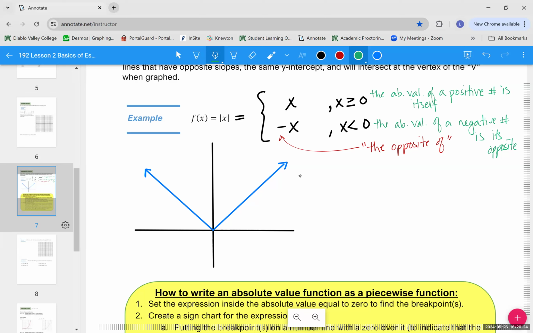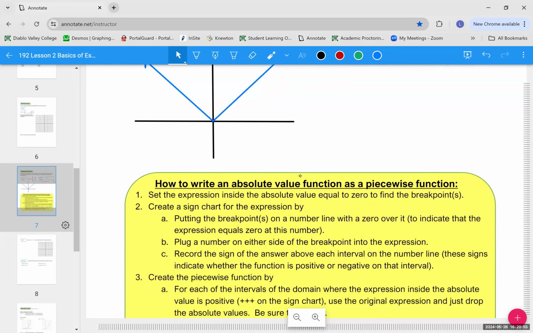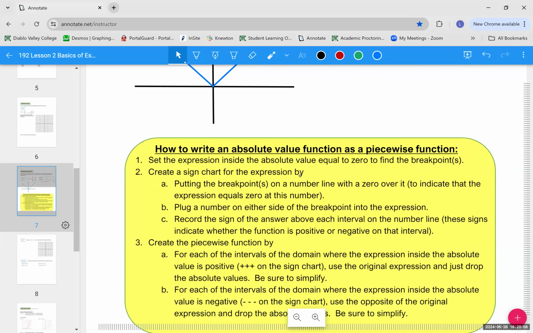And that is exactly going to be the basis of how we break every absolute value function into a piecewise function. We're going to look at what's inside and figure out when is that positive, and then the absolute value will just be equal to itself, or when is the inside negative, and then the absolute value will just be equal to its opposite. Okay. So that general idea that we've written up here is going to translate into all of the absolute value functions we want to write as piecewise functions.